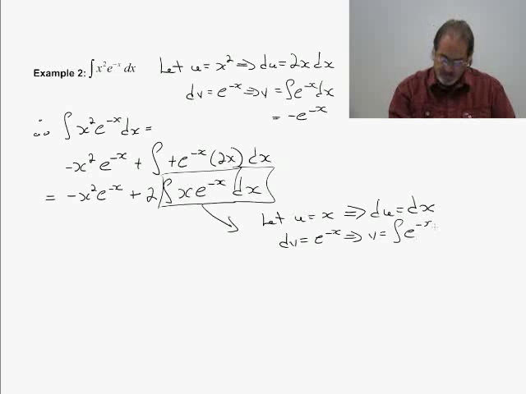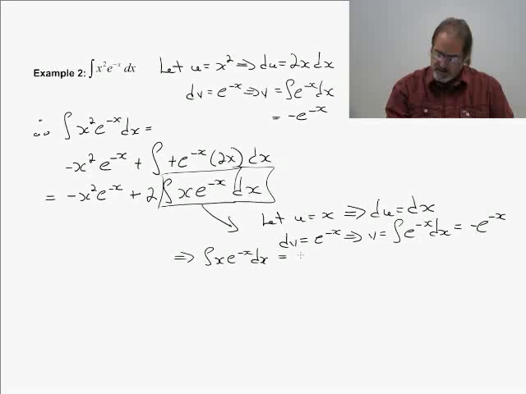So I have the pieces. And that would then give me that the integral of x e to the negative x dx is actually equal to uv. That's negative x e to the negative x minus the integral of v du.